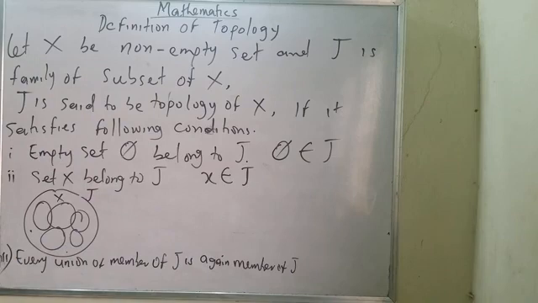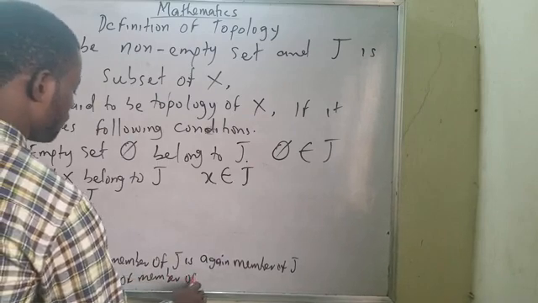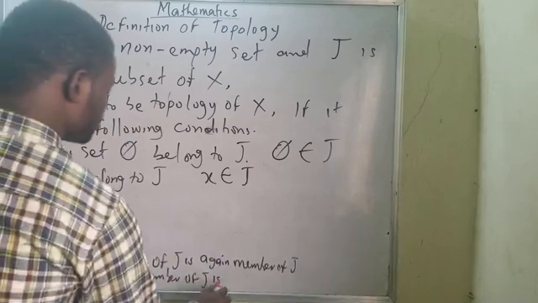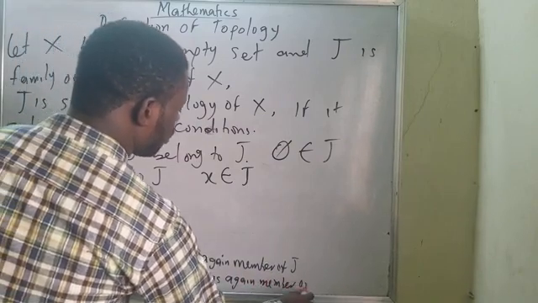The last part of it: every intersection of members of tau is again a member of tau. That is what I mean there. It means number four: every intersection of members of tau is again a member of tau.